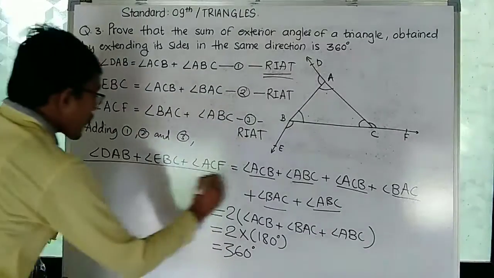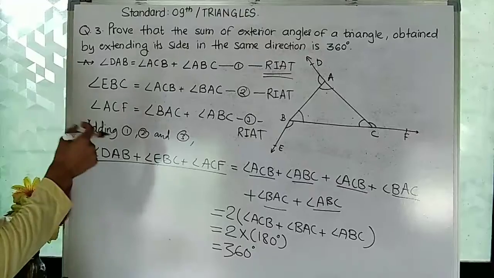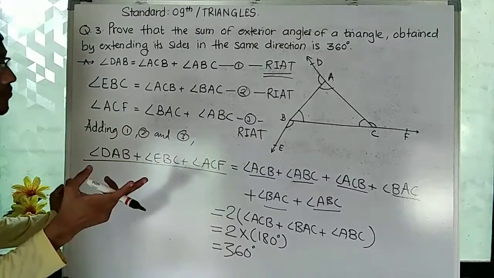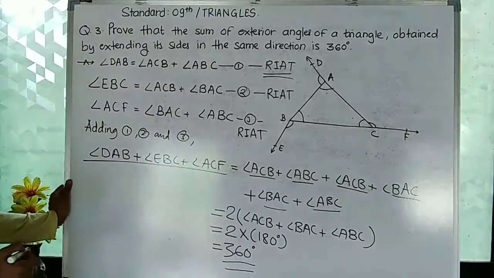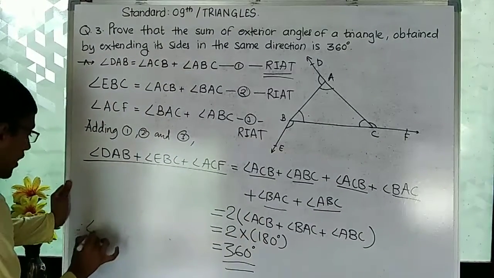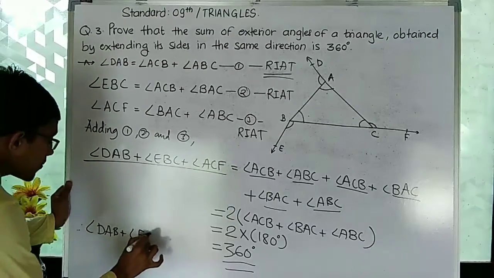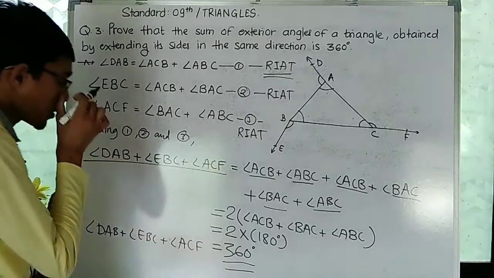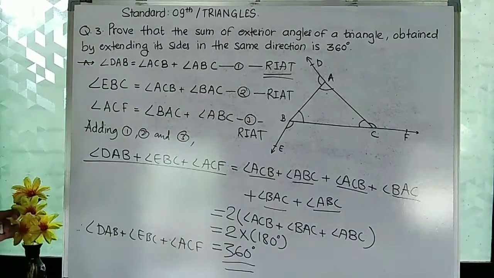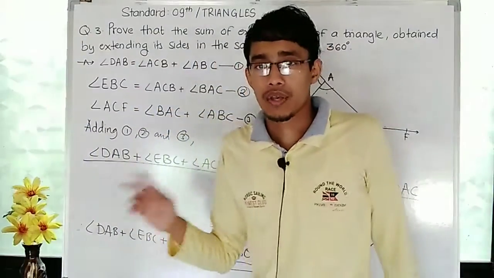So we get the sum of all the exterior angles by extending the sides in the same direction. We will get the sum as 360 degrees. So therefore we can write angle DAB plus angle EBC plus angle ACF is equal to 360 degrees. So this is the required solution for question number 3.